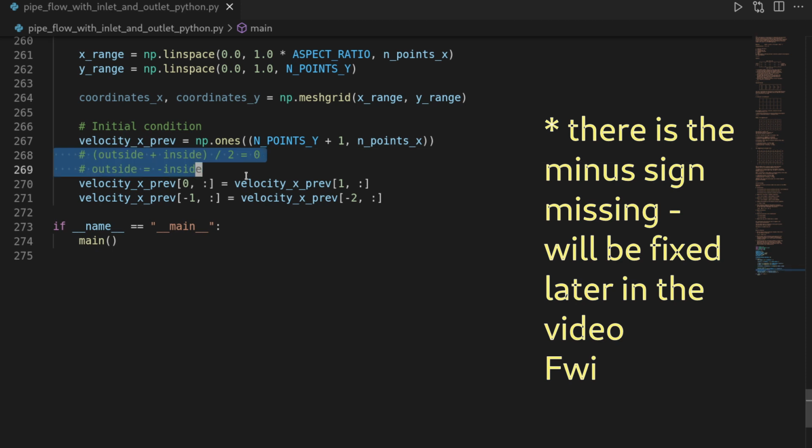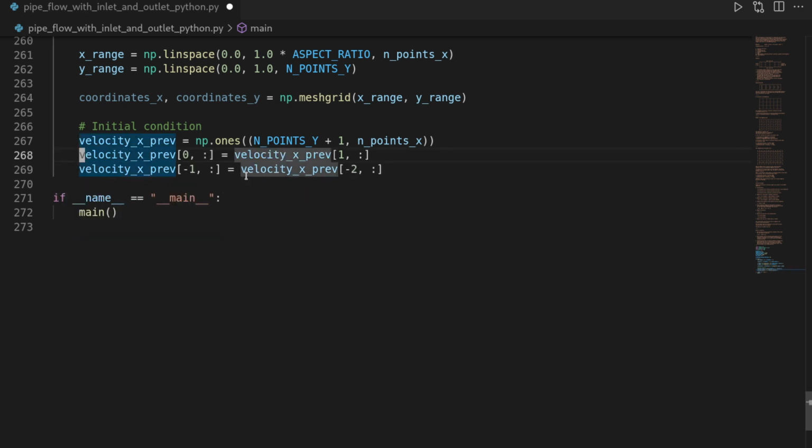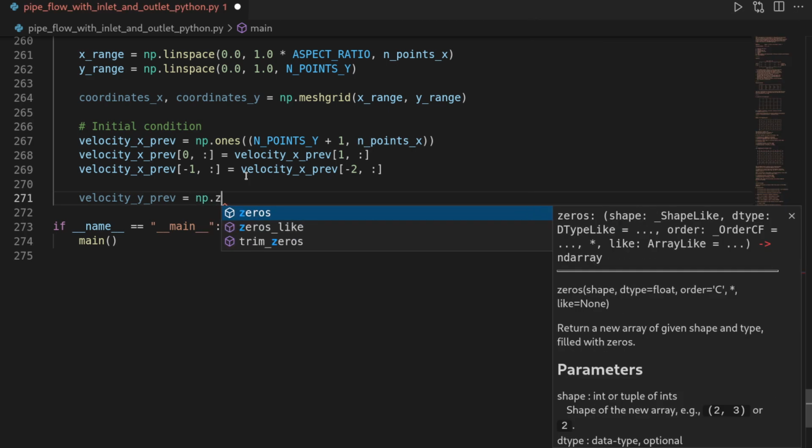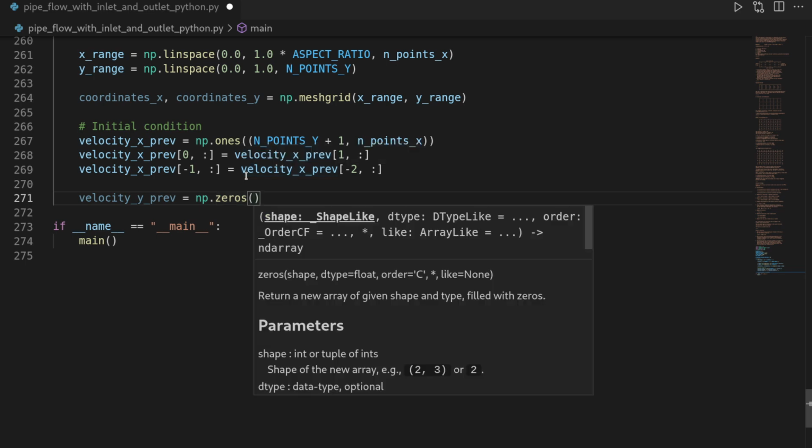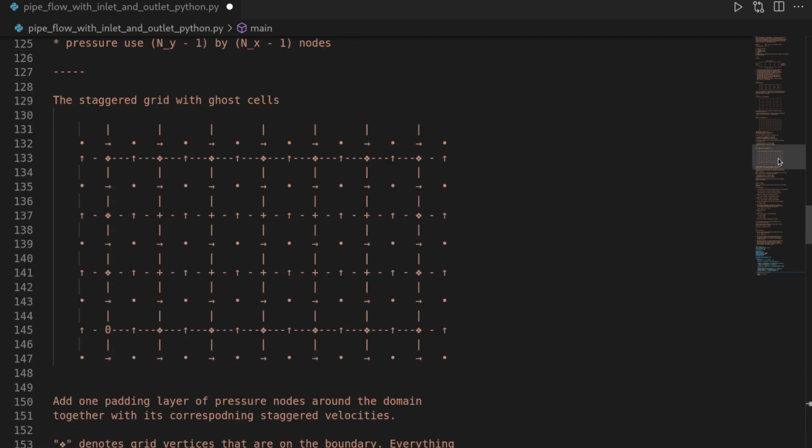So I'll remove this here, and we will use that kind of trick later on again when we prescribe the wall boundaries. Then we also have initial conditions on our y velocity. So we say velocity y previous is going to be numpy.zeros, because it's going to be uniformly 0 throughout our domain. And this one, now let's take a look again at our mesh.